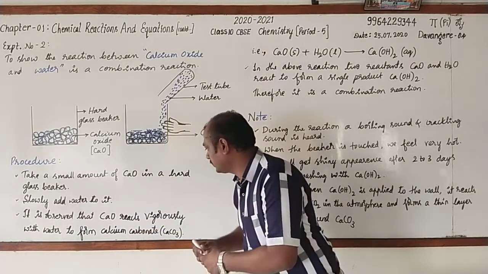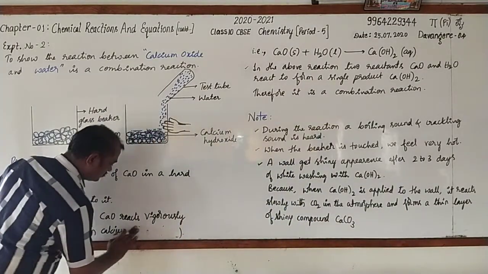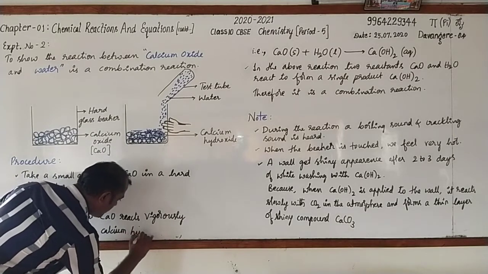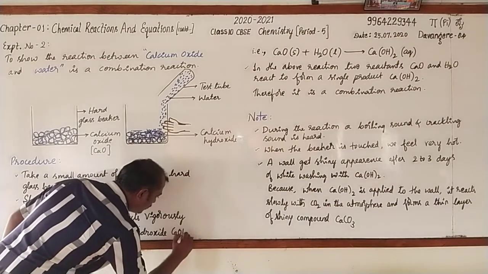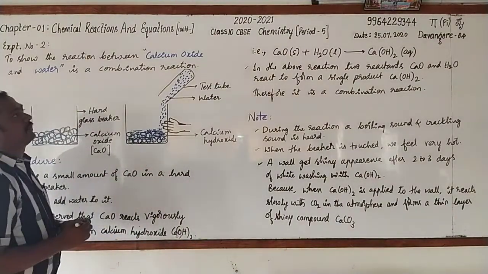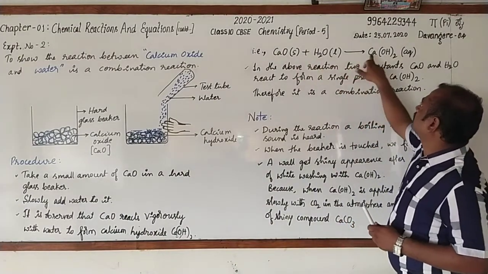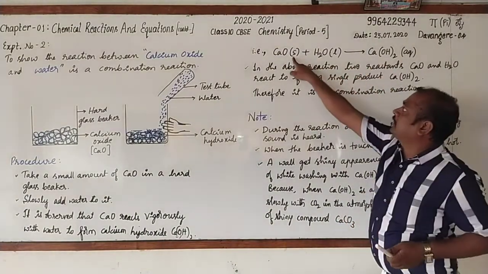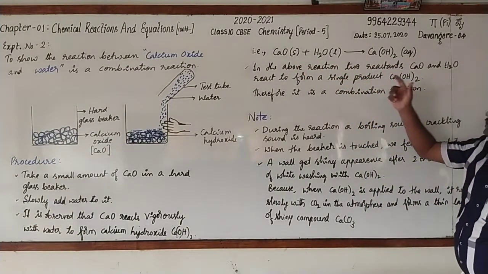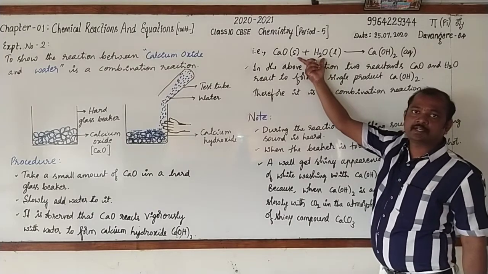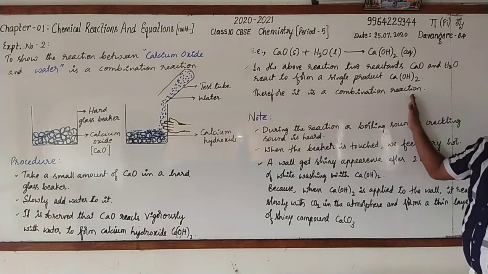Calcium hydroxide. That is Ca(OH)2. And we can write here, calcium oxide reacts with water to form calcium hydroxide. And this is solid, water is liquid, calcium hydroxide is aqueous. In this reaction, two reactants combine chemically to form a single product. That is why it is a combination reaction.